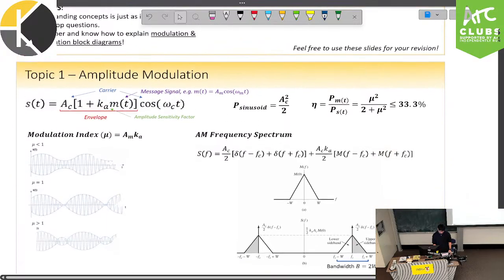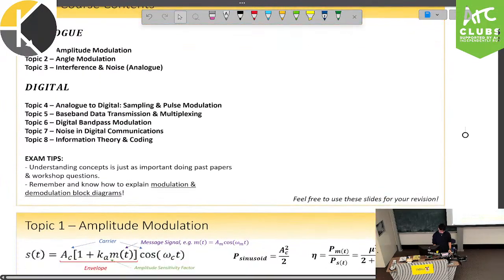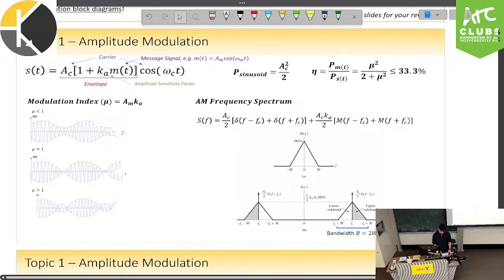Cool. And also feel free to use these slides. I spent a lot of time making them. I think they are very good for revision. I'm sorry if I've missed anything.